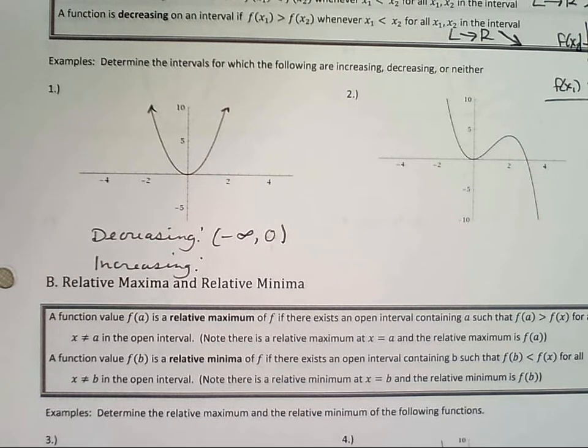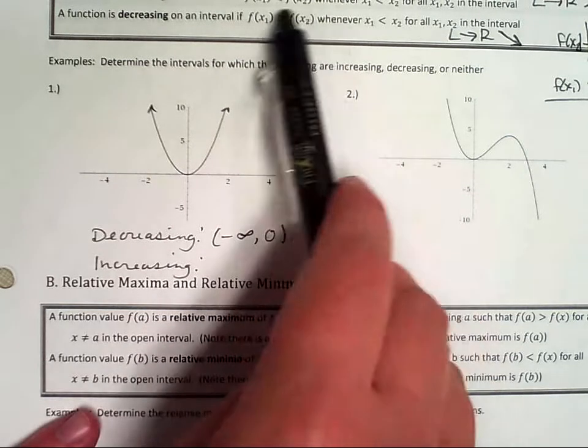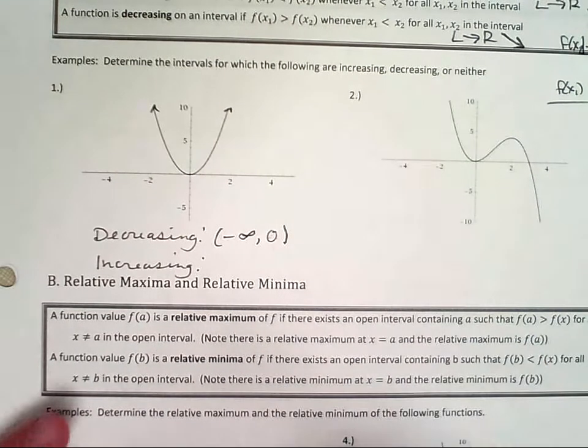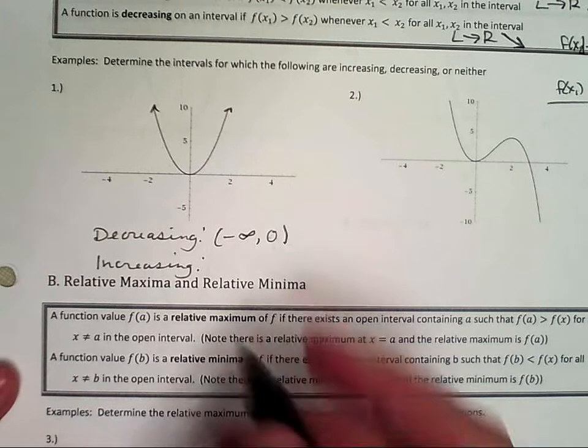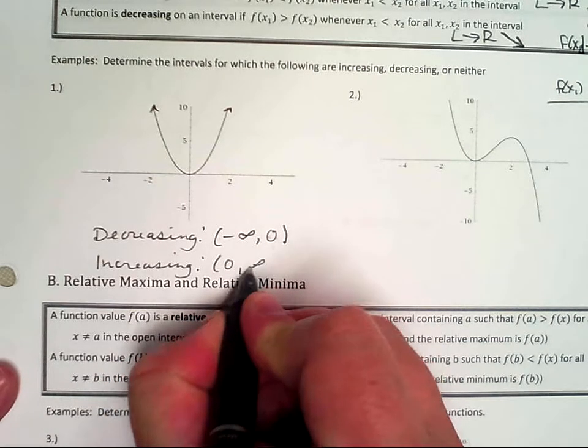Because to the right of 0, it's increasing. So if you do go back and look at the inequality, it wouldn't work for like 0.1. So where is it increasing? Left to right, it's going up. 0 to infinity.